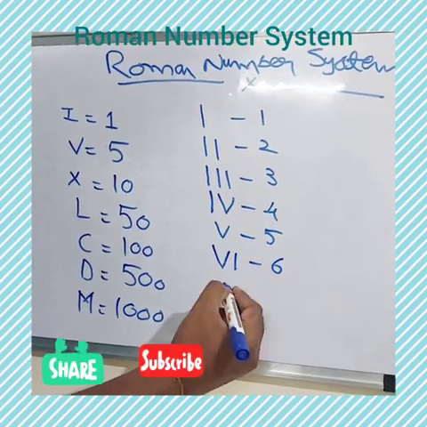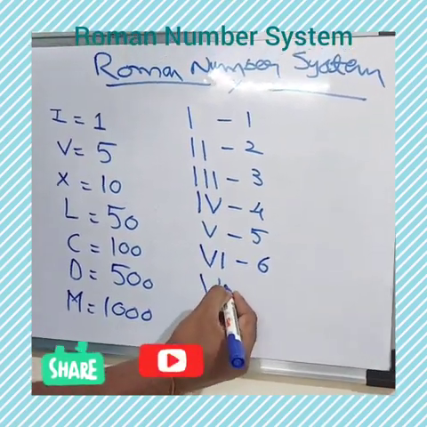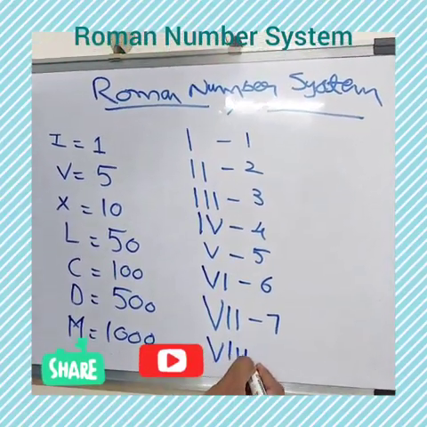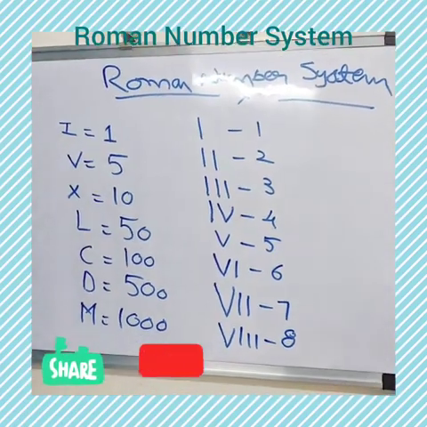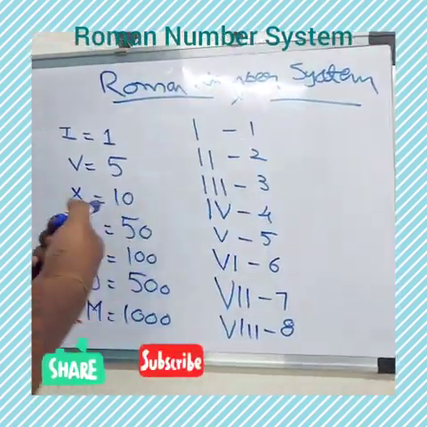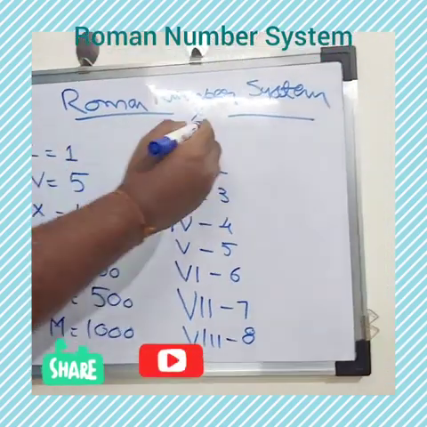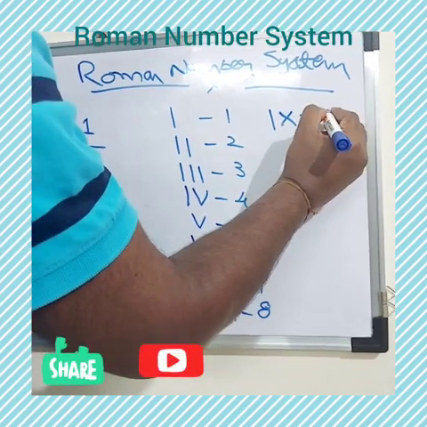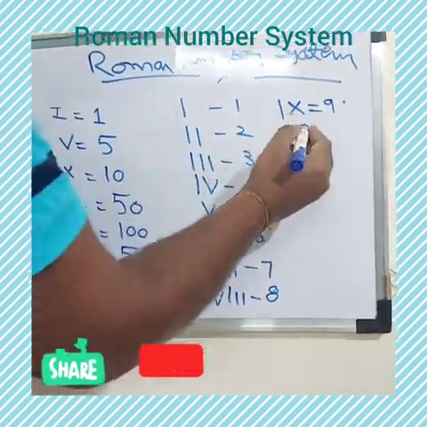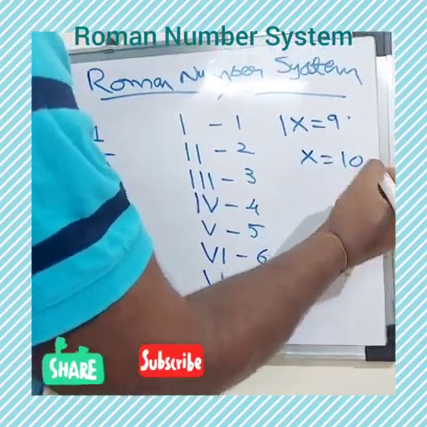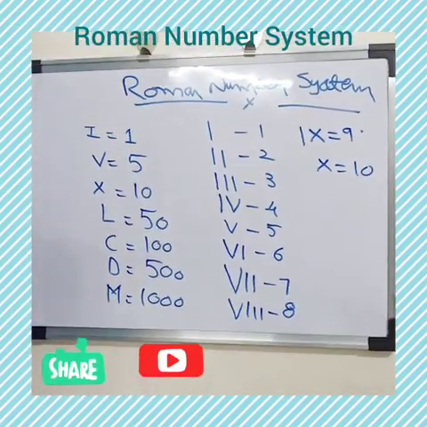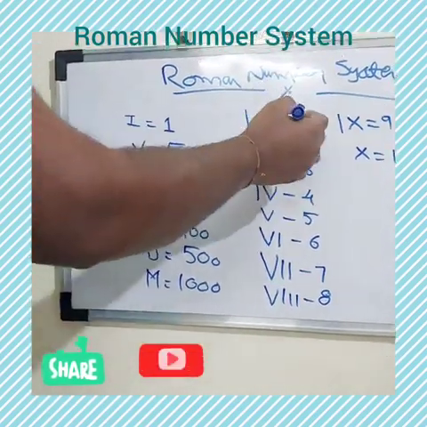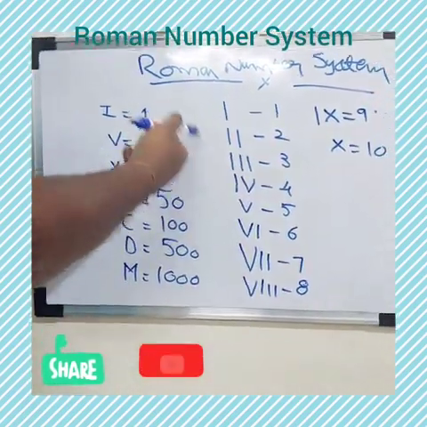6. Next, 7. What is the next number? 8. This is 8. So the next number is what? 9. 9 is 1 less than 10, so it should be IX. What is the next number? That is X, sir. X is directly 10. So this is the basic concept of writing numbers. Normal 1 to 10 you will write in Roman numerals like this.